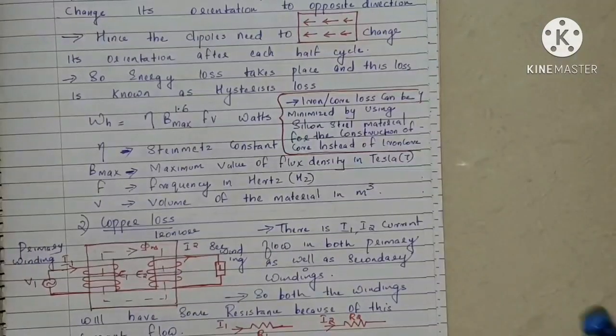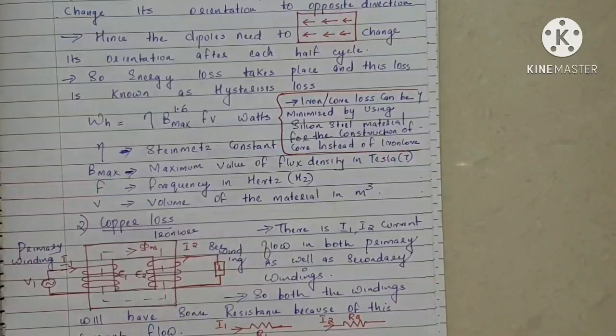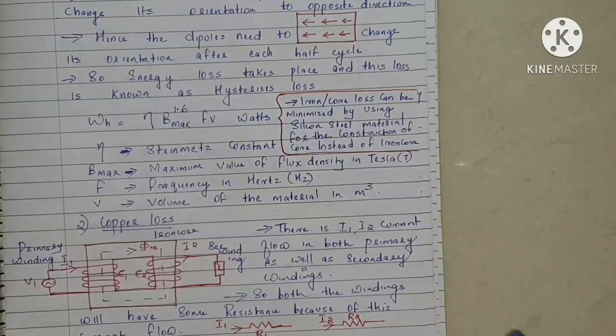We can minimize the iron or core loss by using silicon steel material for the construction of the core instead of iron core.